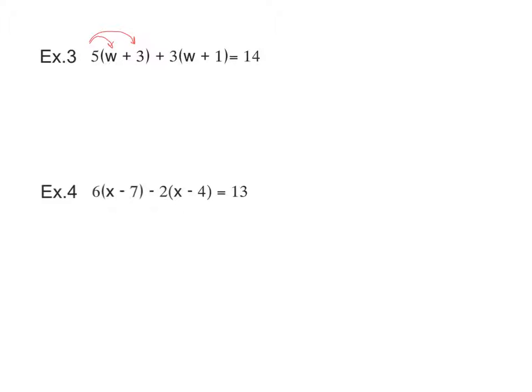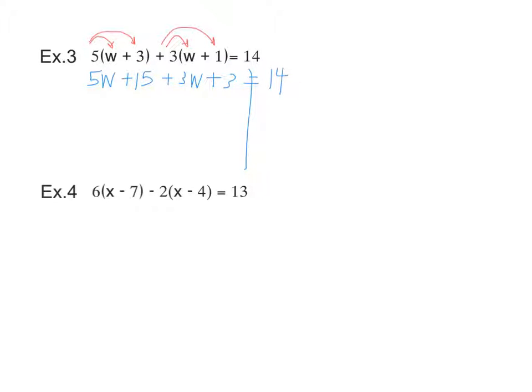In this problem, there are 2 sets of parentheses on the left, so I'll distribute both. 5w plus 15 plus a 3w plus 3. There's more than one w on the left-hand side. So I'm going to combine those together. I don't want to use opposites because they're on the same side. So it's just like combining like terms. In addition, I can put the numbers together. 15 and 3 can be added.